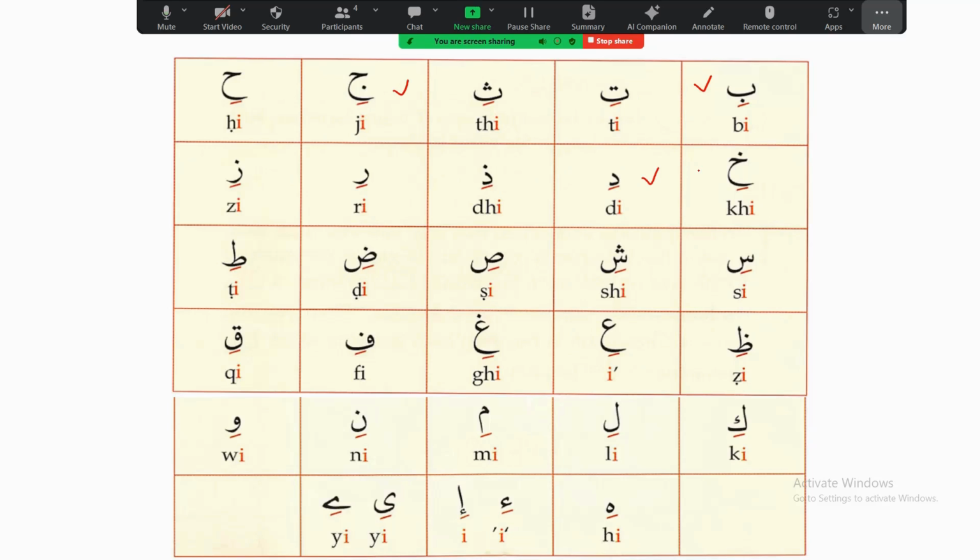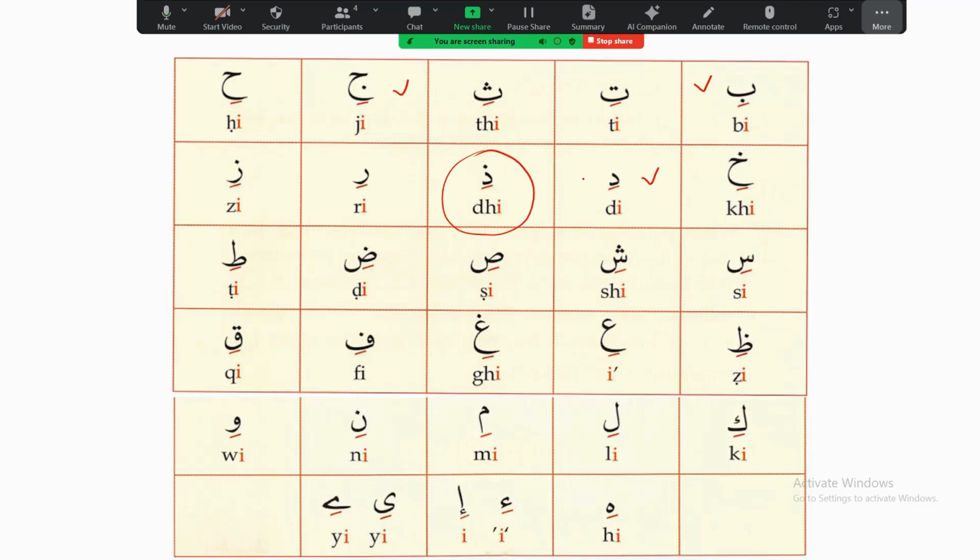Okay, the next one is zal, kasra, zi. This is again a soft one. We're not supposed to say it like the Z of English, but rather with the tip of the tongue. We touch the tip of our upper teeth and we say zi.